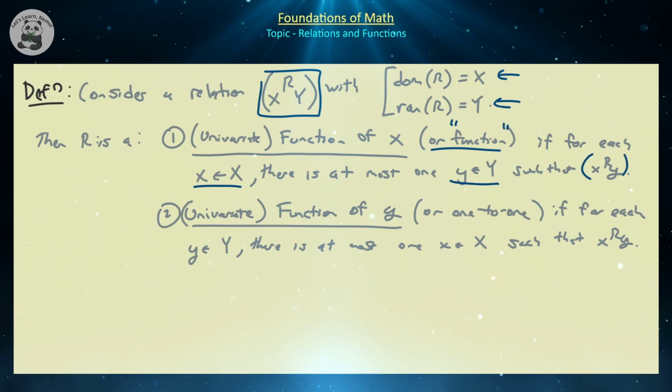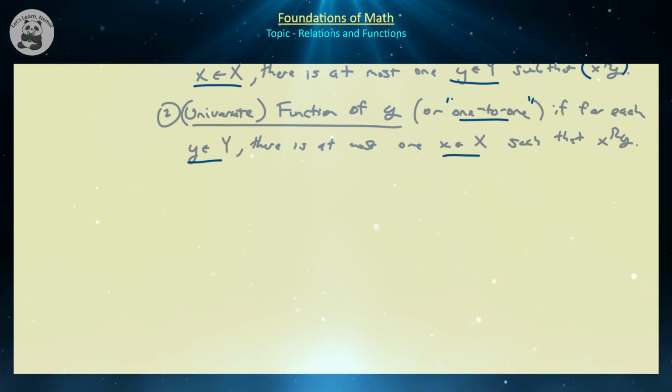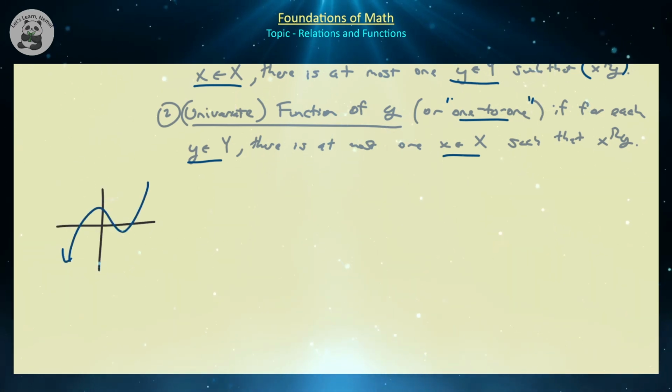And similarly, if a function satisfies the property that for each y in the range, there is at most one element in the domain that maps to that element in the range, then we say that that relation is a function of y, and some people will also say that this relation is what we call one-to-one. So let's look at a couple graphical examples and see if we're able to see whether they are functions, or functions of x's, or one-to-one, i.e. functions of y's. So let's assume that we have this particular graph.